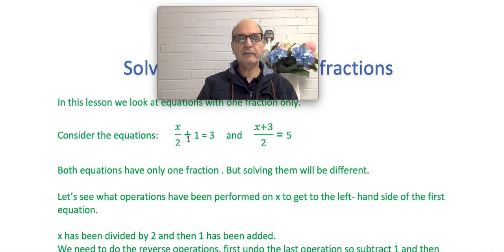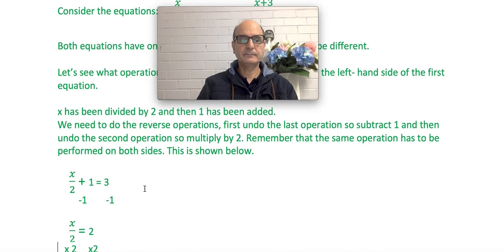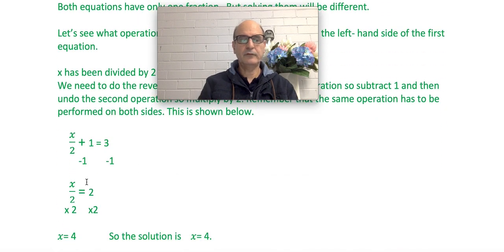Once you take away 1, that 1 is gone now, but you're taking away 1 also from this side because you got to do the same thing to both sides, so that becomes 2. So you're going to have x/2 = 2, and now from here, so I've shown it here.